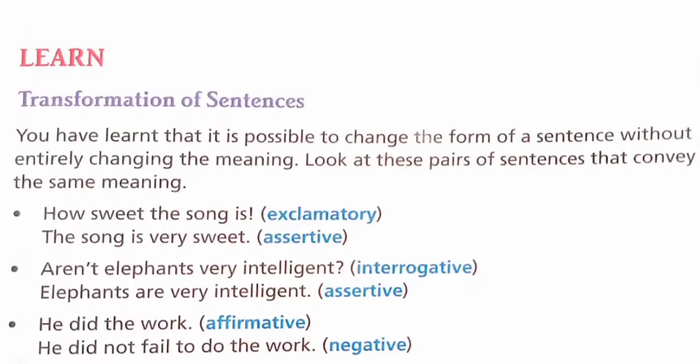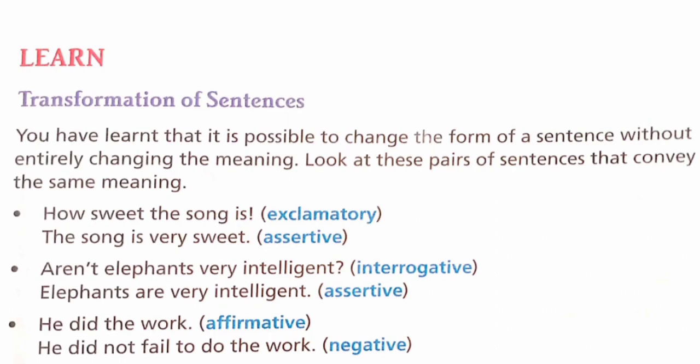Let's move to the last part of this chapter, transformation of sentences. You have learned that it is possible to change the form of a sentence without entirely changing the meaning. Look at this pair of sentences that convey the same meaning. How sweet the song is! It's an example of an exclamatory sentence. The song is very sweet. It's an example of an assertive sentence.